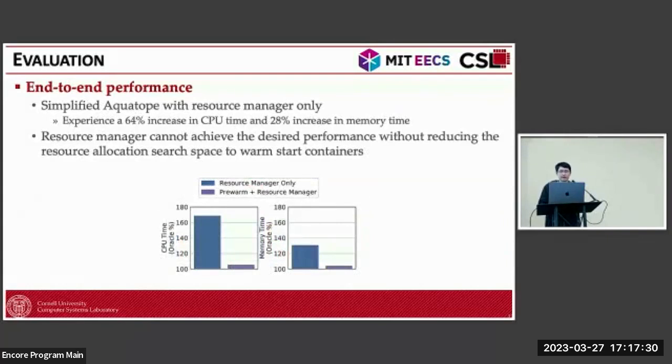So then, we first demonstrate that the resource manager cannot achieve the desired performance without reducing the resource allocation space to warm start containers. So we compare the performance of the fully fledged AQUATOPE with a simplified version with only the resource manager in place. And the figure shows that the simplified version suffers from a dramatic increase in terms of the CPU and memory time. This is due to the diverse behavior of cold and warm starts in a workflow, which leads to different resource requirements. And the simplified version will be forced to strike a balance between them, leading to degraded performance. This indicates that cold starts and resource allocation are correlated problems and need to be tackled jointly to achieve the desired performance.